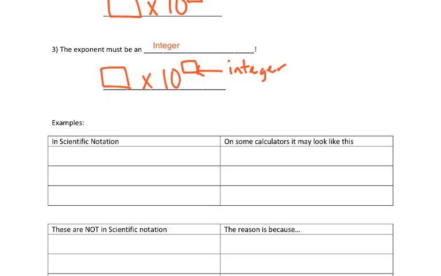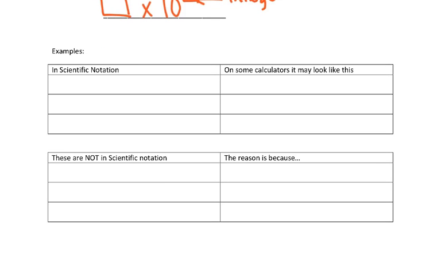So let's go through some examples of numbers that are in scientific notation and numbers that are not in scientific notation. This first example is 6.67 times 10 to the negative 11th. It follows all three rules. The first rule is that this number has to be between 1 and 10, which it is. The second rule is that you have to multiply by a power of 10. And the third rule is that this exponent has to be an integer, which means no decimals or fractions are allowed.